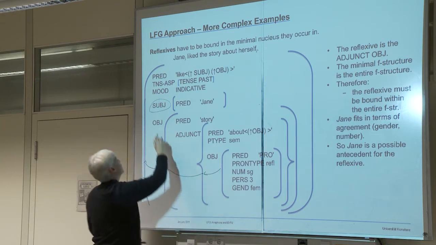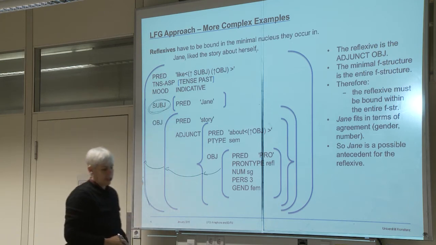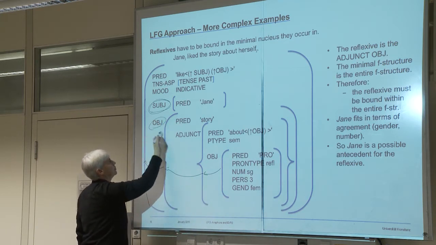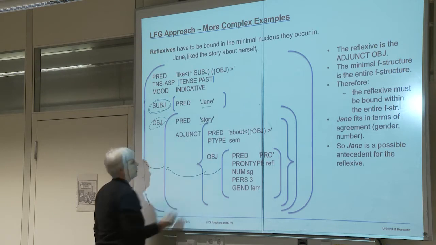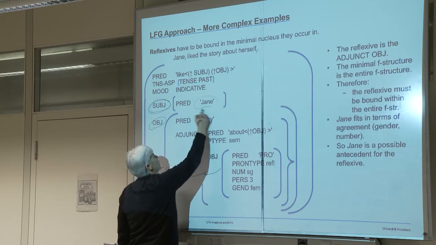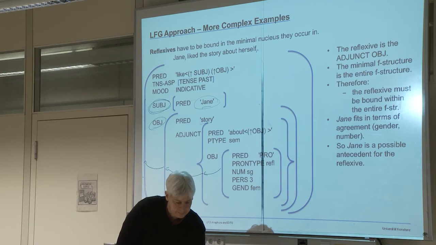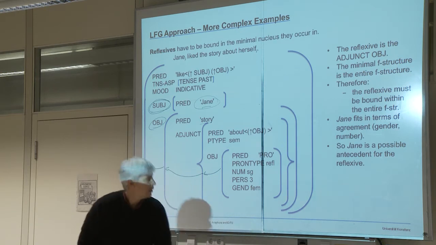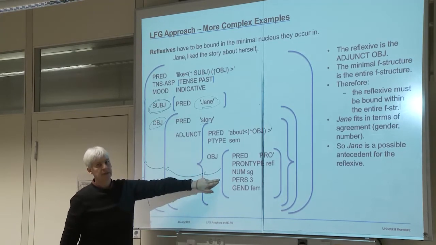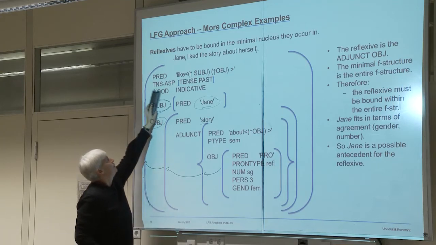And that means that this is the only other thing in here. It needs to be bound by Jane. Well, actually, it could also be bound by this object in principle. These are both possible. But since it's herself, we'll take Jane, because story is not feminine. Okay, so Jane is a possible antecedent for the reflexive, and the reflexive is bound, and the sentence is good.